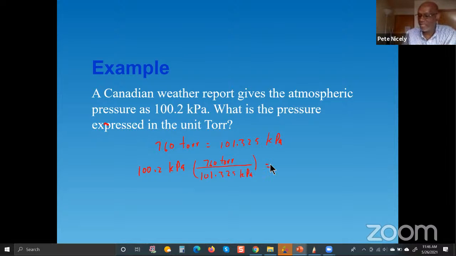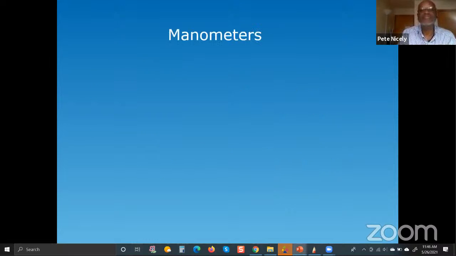So let me do my number crunching here. 100.2 times 760 divided by 101.325. So according to my calculation, this works out to be 752 torr. So that's it. Relatively simple example. I don't think you would have any questions about that one.